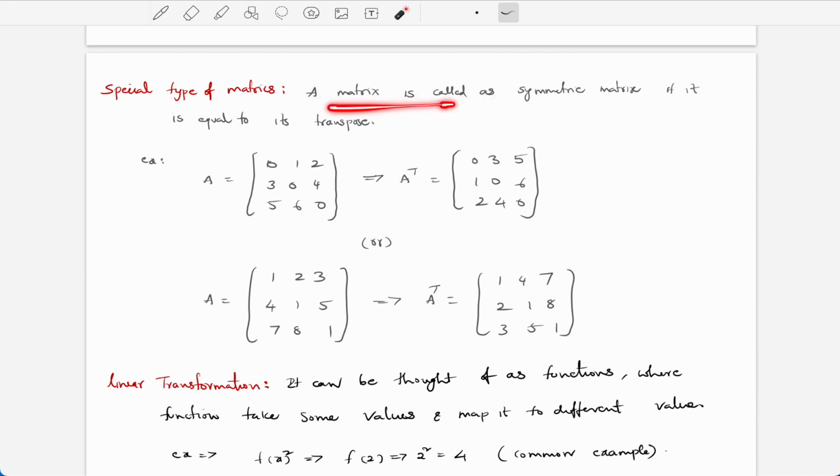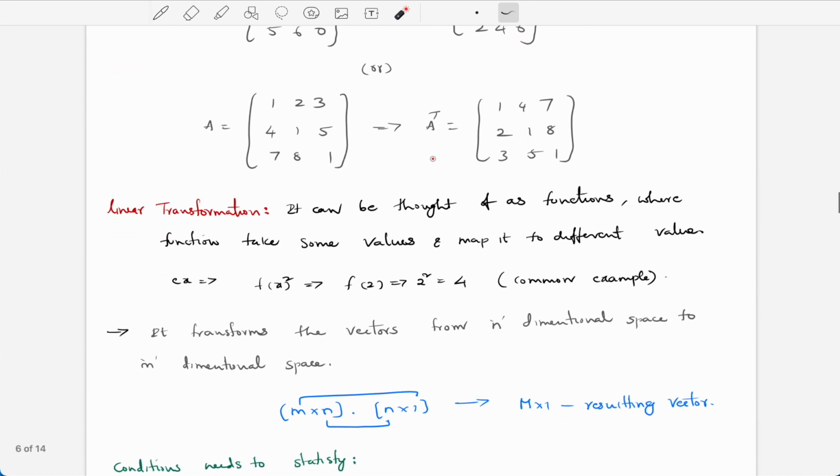A matrix is called a symmetric matrix if it is equal to its transpose. Like we have an example here: if the diagonal is 0 0 0, and the transpose is equal to this, we simply call it a symmetric matrix. So we have a 1 over there and a 0 over there. A matrix is symmetric if it is equal to its transpose. There is nothing more to it.